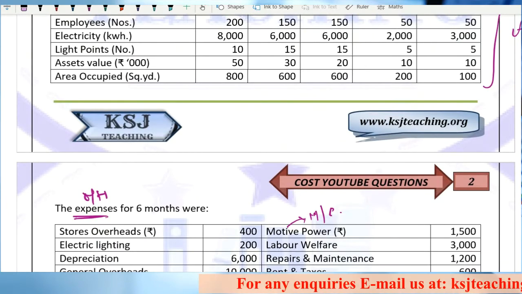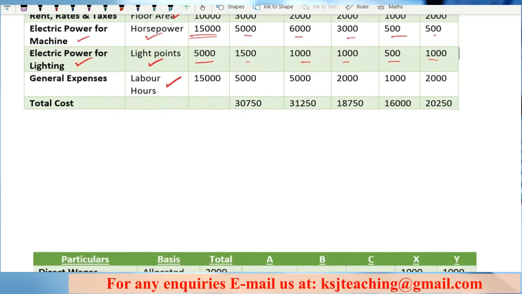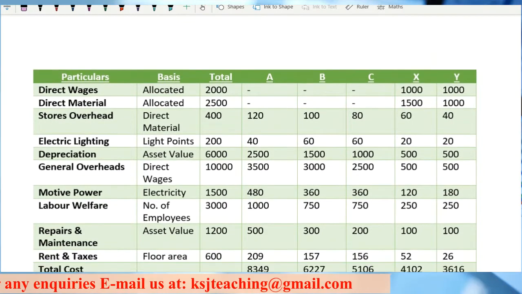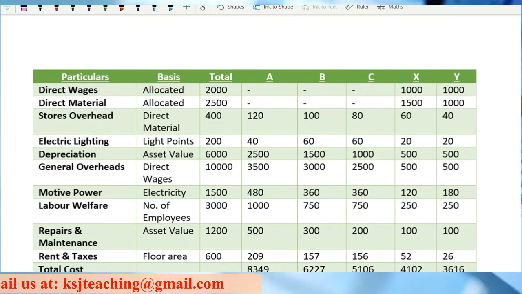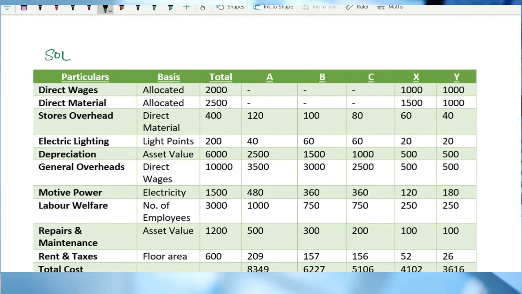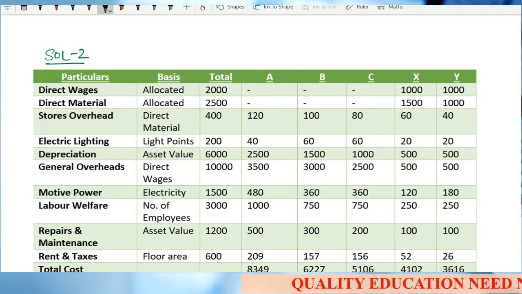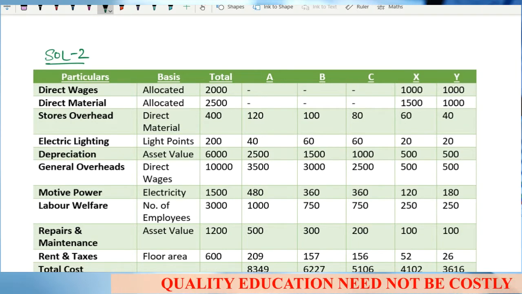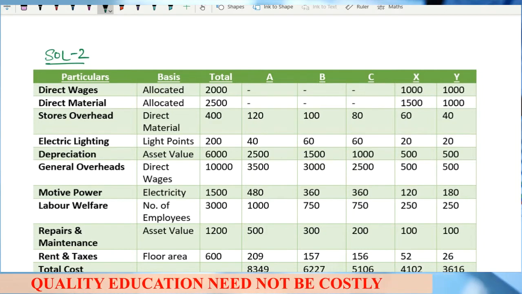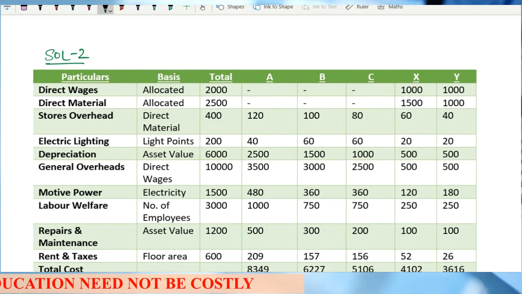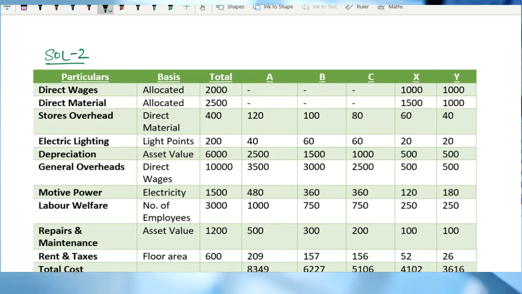Sir, what are stores overhead? Come to solution number 2. What is the first step that you have to follow? First step is direct cost of service department. Sir, how can we forget that? The first step is always going to be the direct cost of only the service department and not the production department. Then allocated overheads are not given in this question, right?